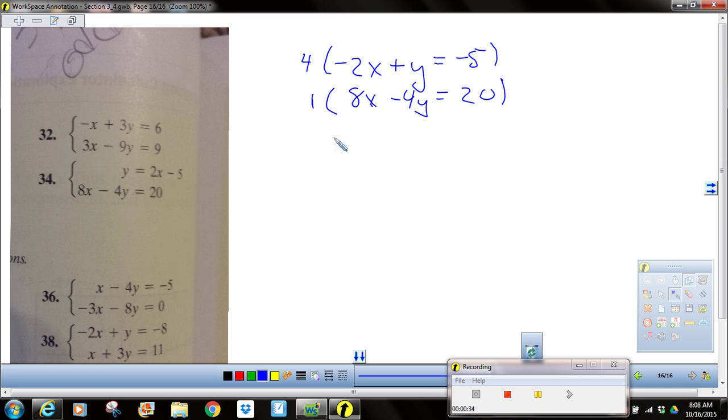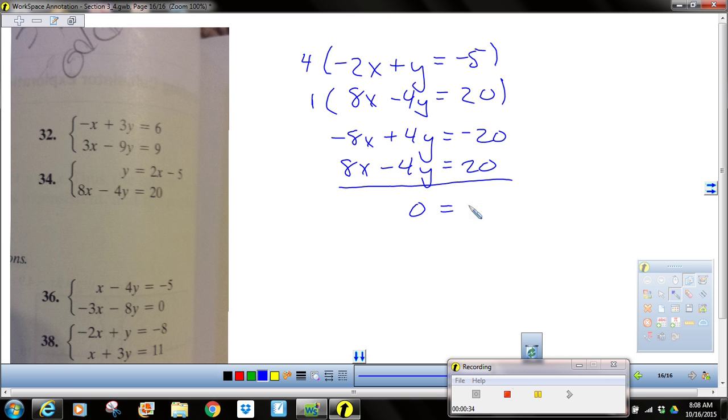4 times this would be -8x plus 4y equals 4 times -5 is -20. And you can kind of see this coming together right now. These right here are the additive inverses of all these. So when we combine these together, I'm doing 1 times that now, in case you're wondering. We end up getting 0, 0 equals 0.